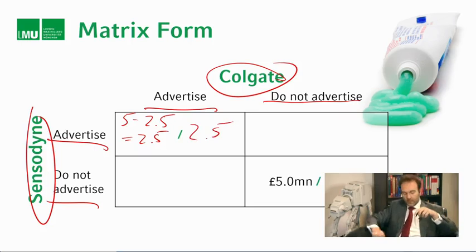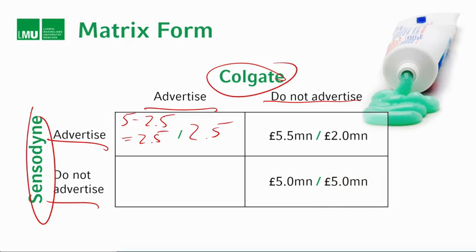So if both don't advertise, they make 5 million each. If Sensodyne advertises, they get 5.5 million. If Colgate does not advertise, in that case, they get 2 million. And of course, the other way around, the same. Okay? So, having taken this situation, some form of advertising, two firms, some sort of market, profits, and so on, we were able to structure this in the form of a matrix.